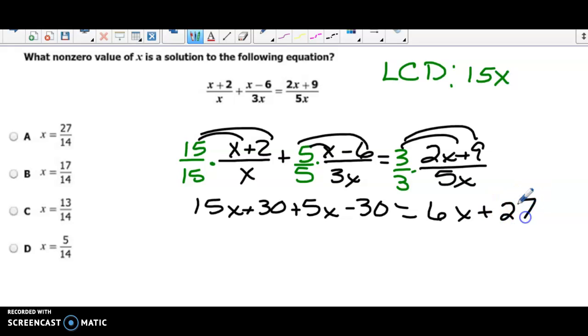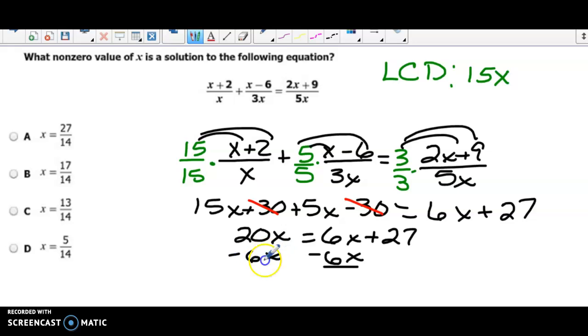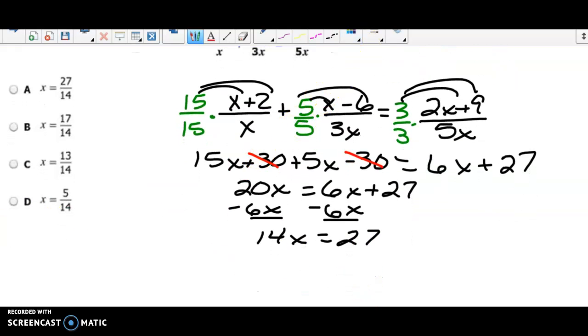plus 27. And we're going to combine like terms on the same side. So I have a minus 30 and a plus 30 on the same side, so they cancel each other out. I get 15x plus 5x, that's a 20x, is equal to 6x plus 27. So I'm going to subtract 6x from both sides. I get 14x is equal to 27, and then I have to divide by 14. So I get x is equal to 27 over 14.